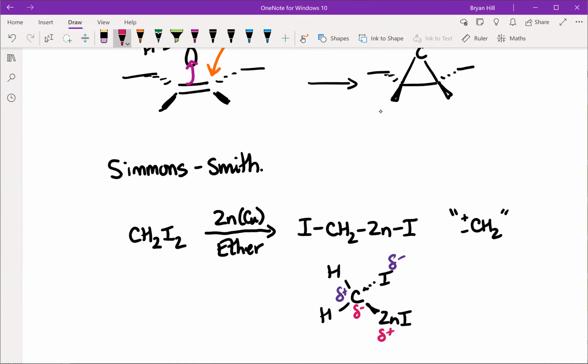So if you ever see diiodomethane, zinc, and copper with ether, you're basically making a carbene. So this is the first step of making the Simmons-Smith carbene.